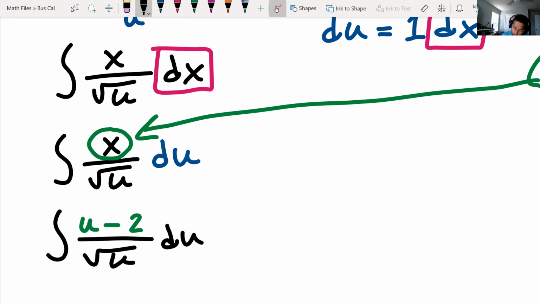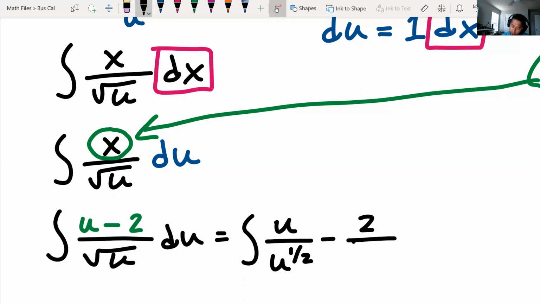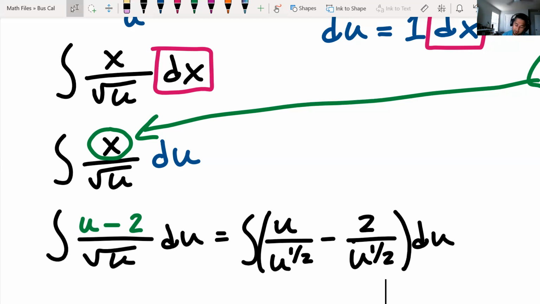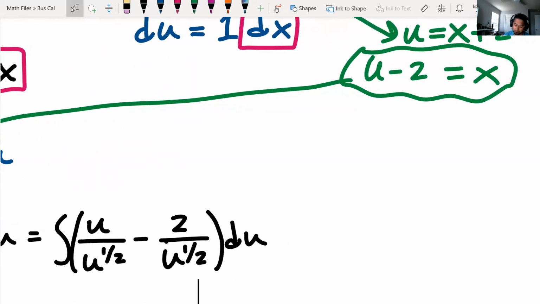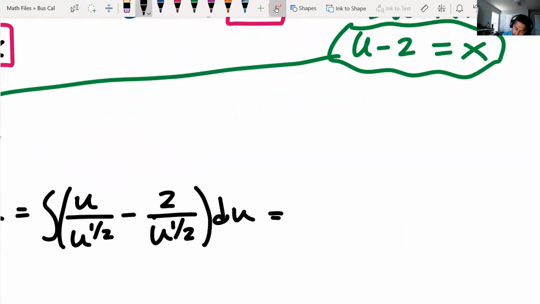So I'm going to rewrite this as the integral of u over, and the square root of u now needs to be rewritten as u to the 1/2, minus 2 over u to the 1/2 du. We have just split it into 2 separate fractions. We haven't done anything wrong. And now we must simplify. We're not even ready for the antiderivative yet.